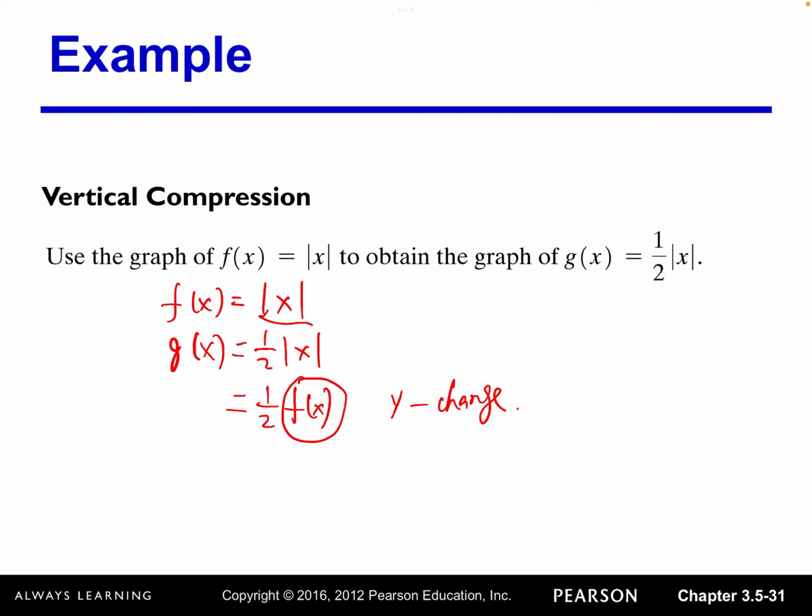The coefficient is 1/2, or y divided by 2. A y change indicates the vertical direction. So it's vertically compressed by 2, because it's divided by 2. Multiply by a large number is vertically stretched, and divided by 2 is vertically compressed by 2. It's the same as multiplying by 1/2. Dividing by a number is the same as multiplying by its reciprocal.